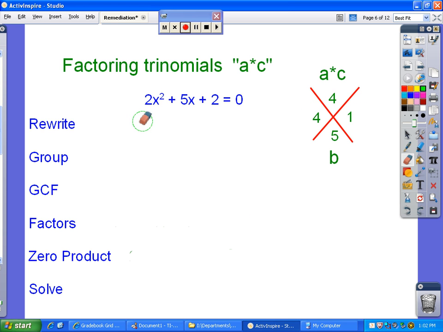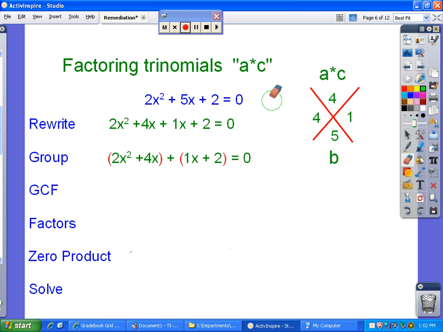Alright, so I'm going to rewrite my trinomial, but instead of 5x, I'm going to rewrite this with 4x and 1x. So here's my second step. So I've got 2x squared plus 4x plus 1x plus 2. Alright, group the first two terms and group the second two terms. Now it turns into factoring by grouping.